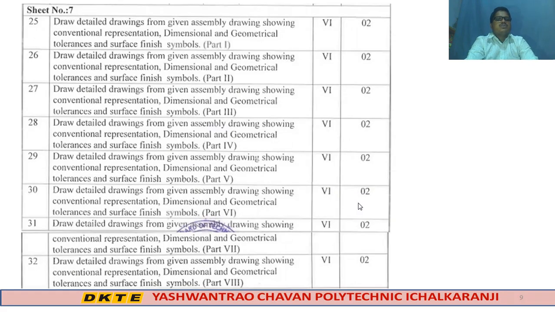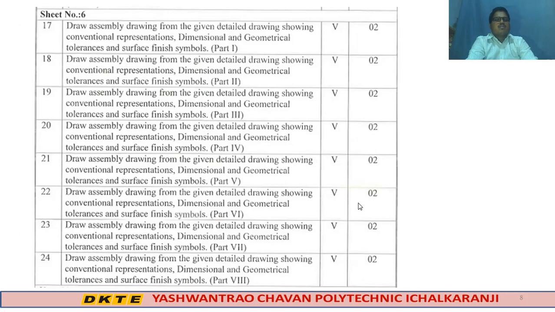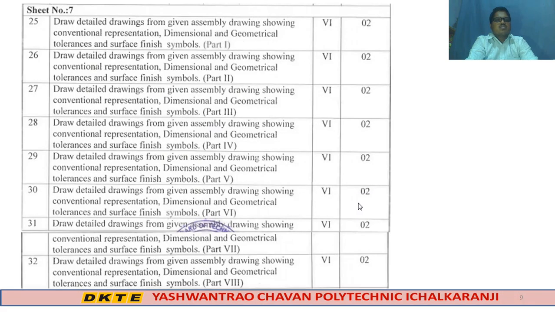And the last one is sheet number 7. On that you will draw a detailed drawing from a given assembly. Sheet number 6 and sheet number 7 are vice versa, means in sheet number 6 they ask for an assembly drawing from details, and in sheet number 7 they ask for a detailed drawing from an assembly drawing.